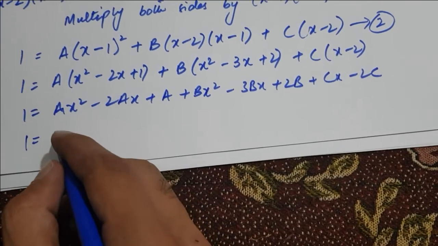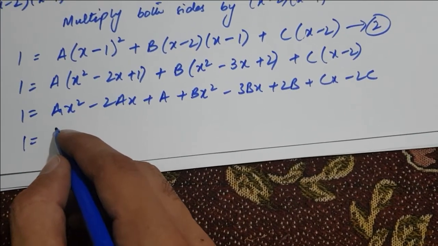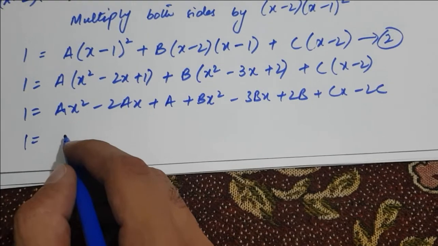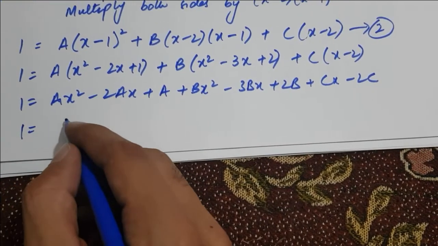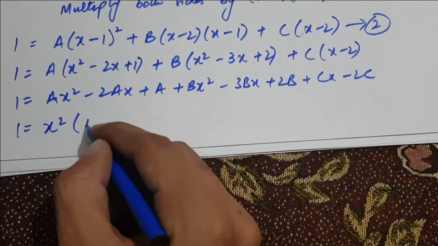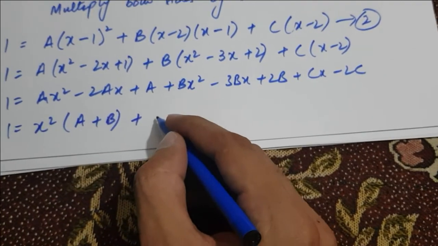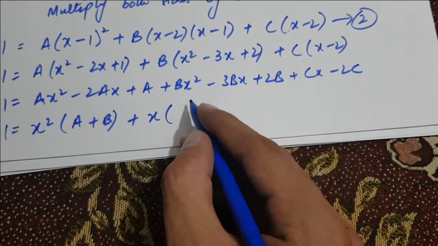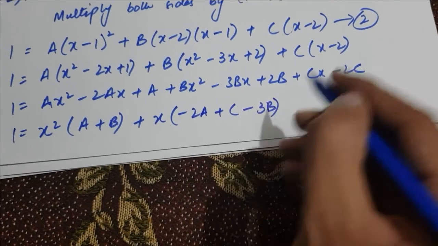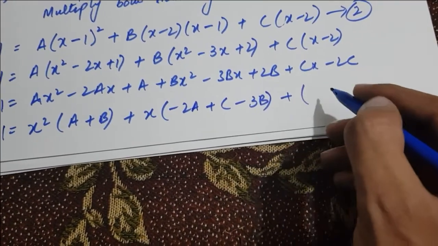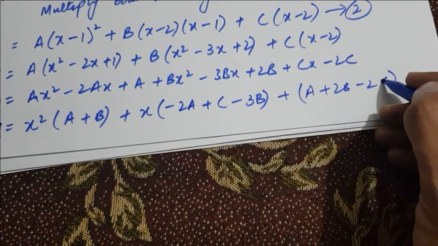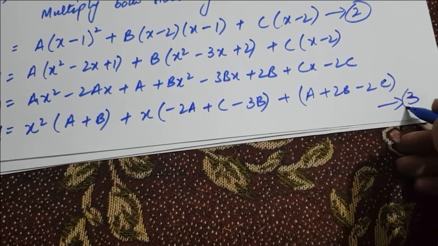So we get the solution as follows. Now we combine the terms involving x square as 1 equals x square into (a plus b) plus x multiplied by (minus 2a plus c minus 3b), and we combine the constant terms that are a plus 2b minus 2c, and we name this equation as equation number 3.